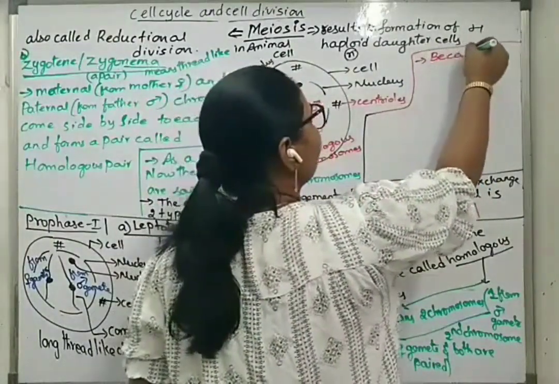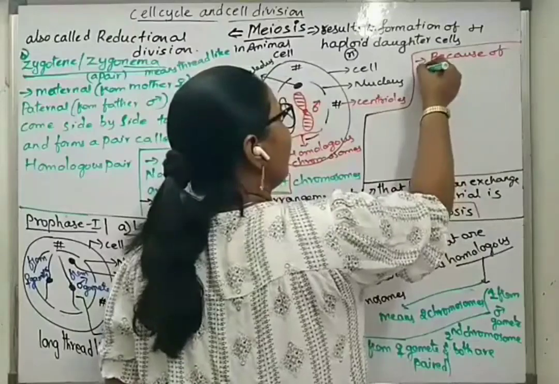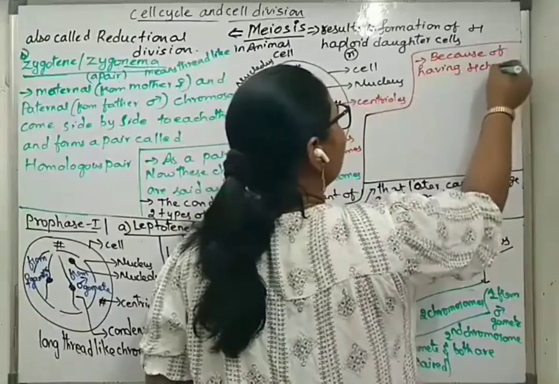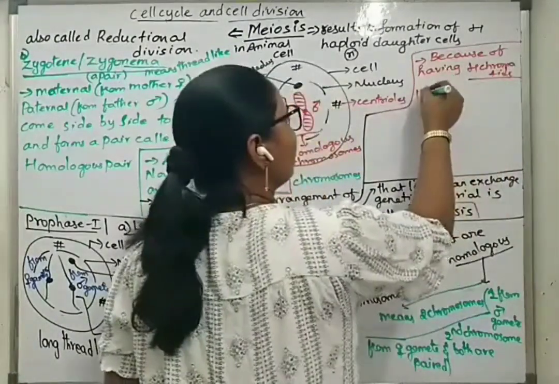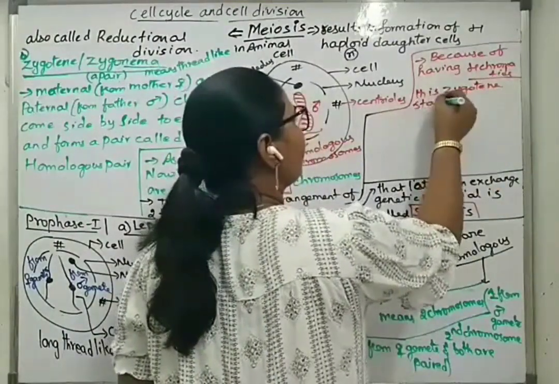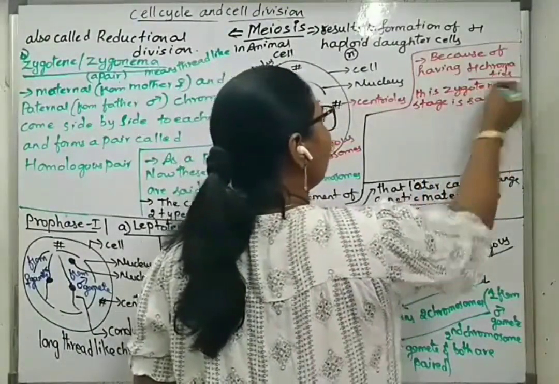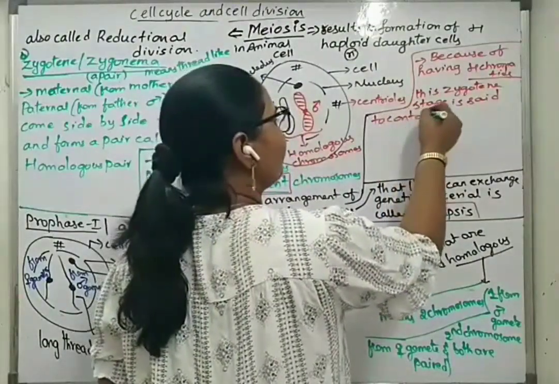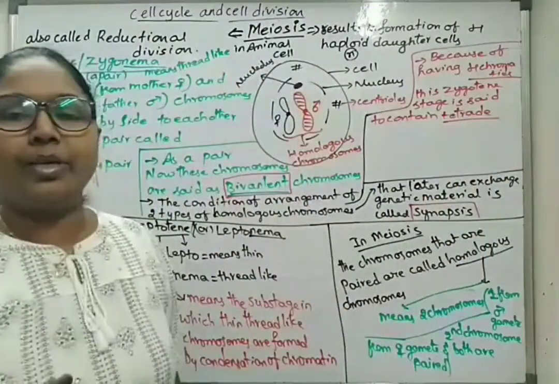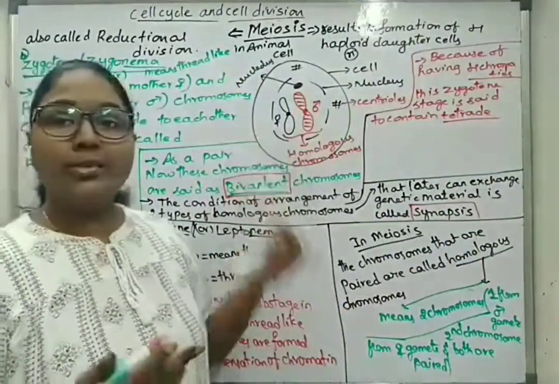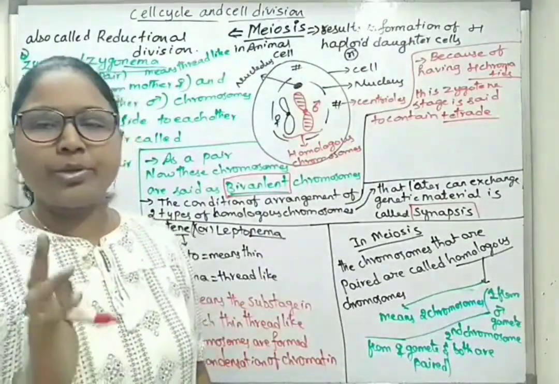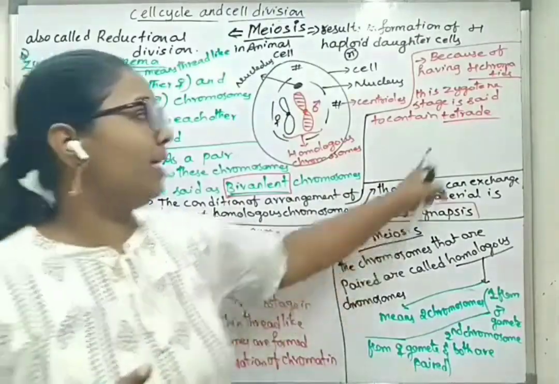Because of having 4 chromatids, this zygotene stage is said to contain tetrad. Tetra means 4 in number. What is 4 in number here? We are seeing only 2 chromosomes, but each chromosome will be having 2 chromatids. So totally 4 chromatids are there. So we are giving a term like tetrad.